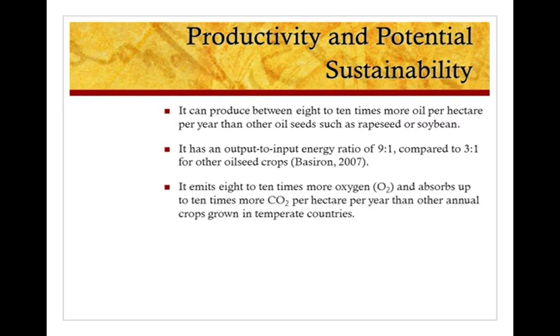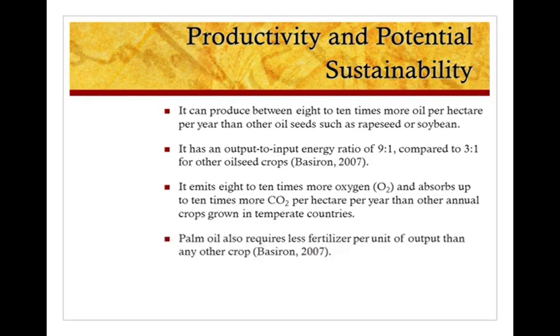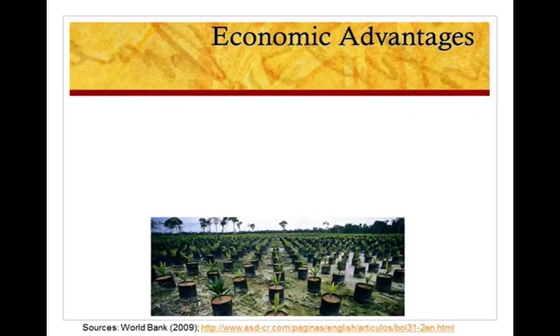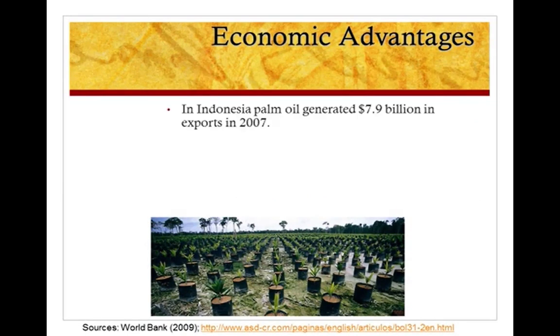It emits 8 to 10 times more oxygen and absorbs up to 10 times more CO2 per hectare per year than other annual crops grown in these types of temperate climates. So you get an idea that this is a really productive crop, and it does some things that are good for the environment. It also requires less fertilizer per unit of output than other crops. So when you think about the environment, it can really benefit from palm oil, but there's more to the story. So what are the economic advantages of moving into palm oil?